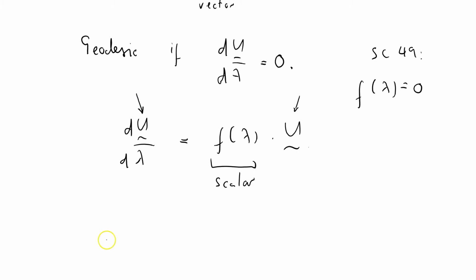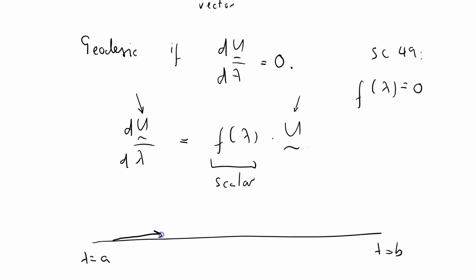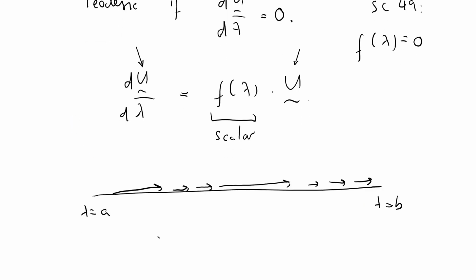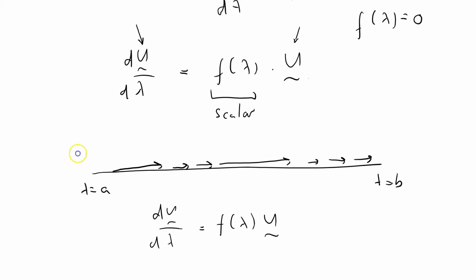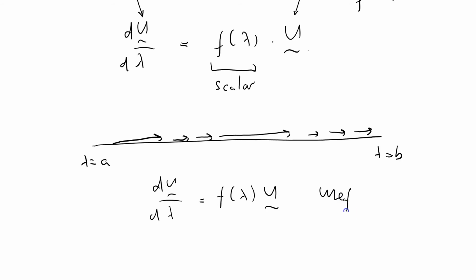The kind of thing it allows you to do is, if I've got my path from lambda equals a to lambda equals b, it might be moving along like this. It might be moving very slowly here and then very quickly and then very slowly and then very quickly. But in either case, the rate of change of u is in the same direction as u itself. What we can't do is have a tangent vector that's got a component not parallel to itself. So this is in fact a useful equation.